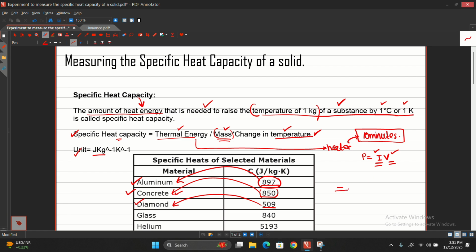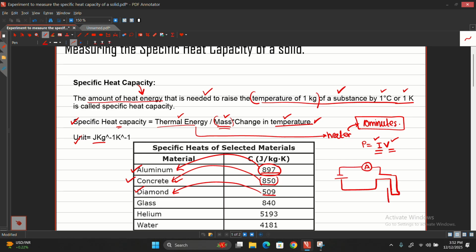So the circuit diagram might look something like this. We have got an ammeter in series, and then we have got the heater which is connected to the circuit, and the heater is actually connected to the solid block which we are using. So we will be placing a voltmeter across it, and we will take the readings from the ammeter and voltmeter. And after taking the readings, we will calculate the power output using this formula. And after that, we'll be using the formula E = P × T.